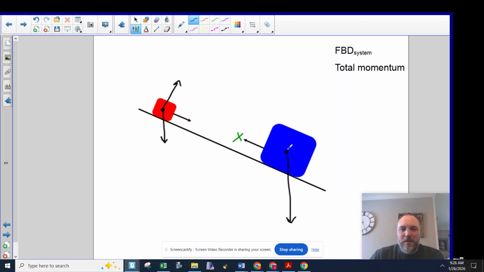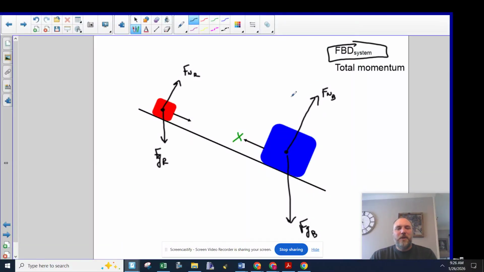So my free body diagram for the blue one, of course, it is heavier. So I have a bigger FG. Let me just call it FG blue and FG red. So I'm not trying to indicate there that those are the same. And then let me call that FN red and FN blue. Okay, so consider your free body diagram of each object, and then consider the free body diagram of the system, right? Which is where we take all the forces and add them all together as if they were just on one free body diagram.